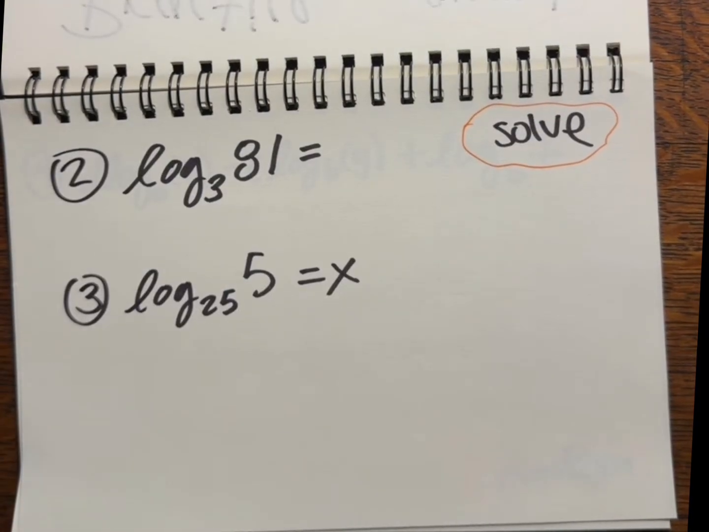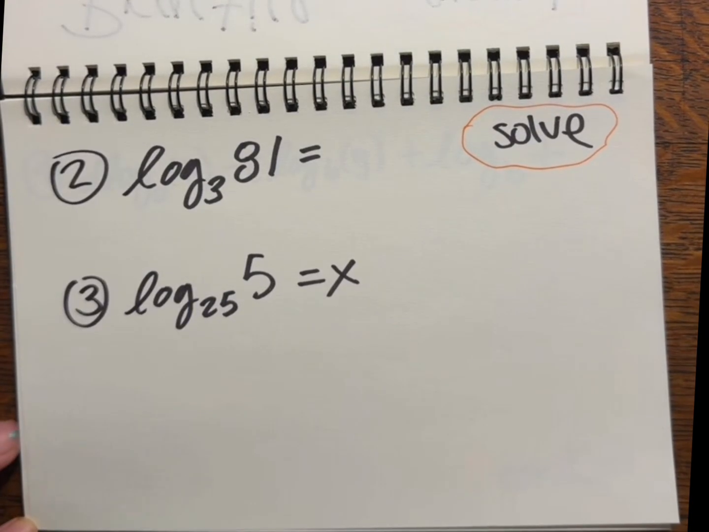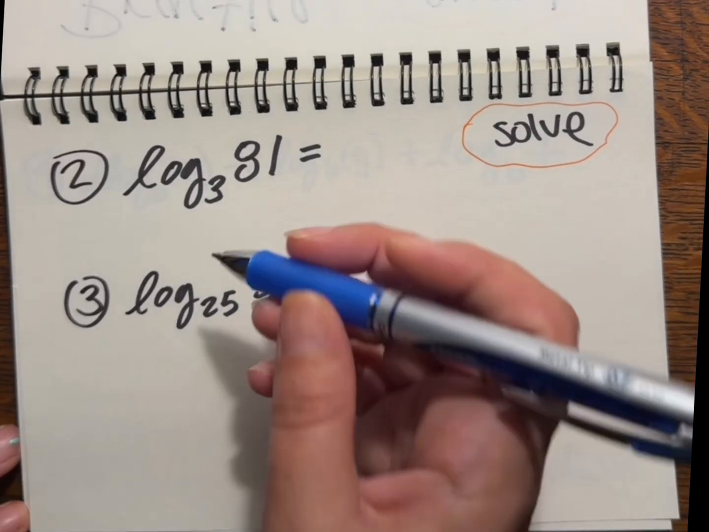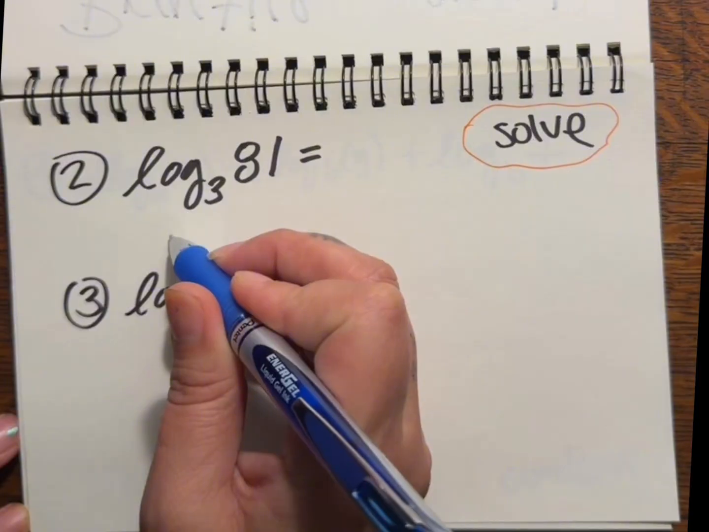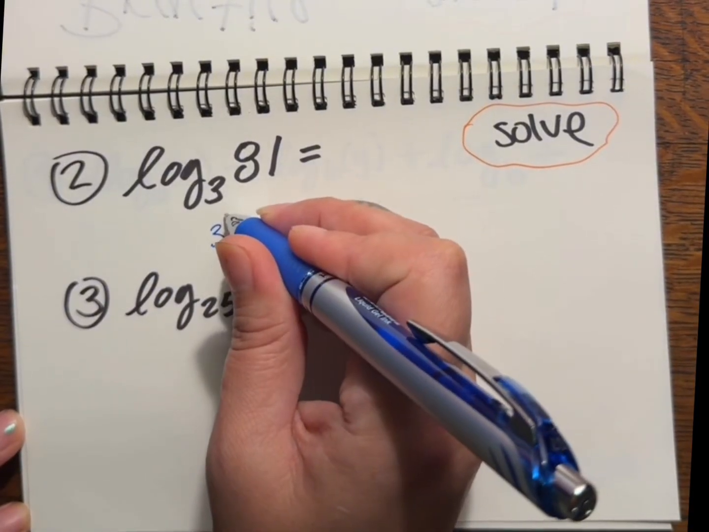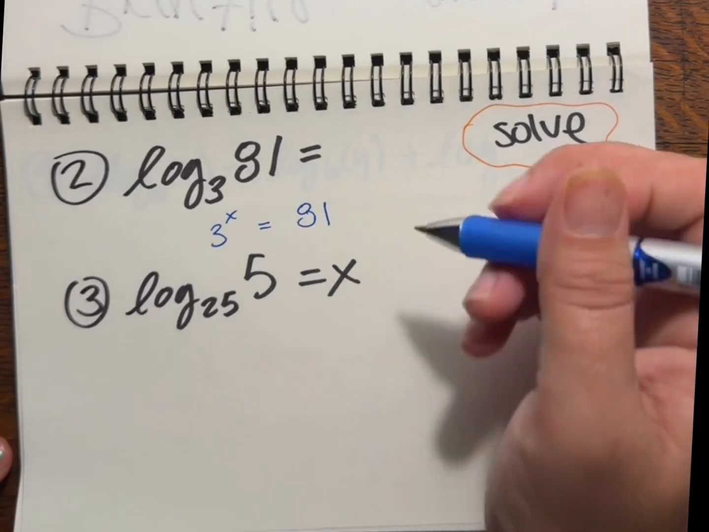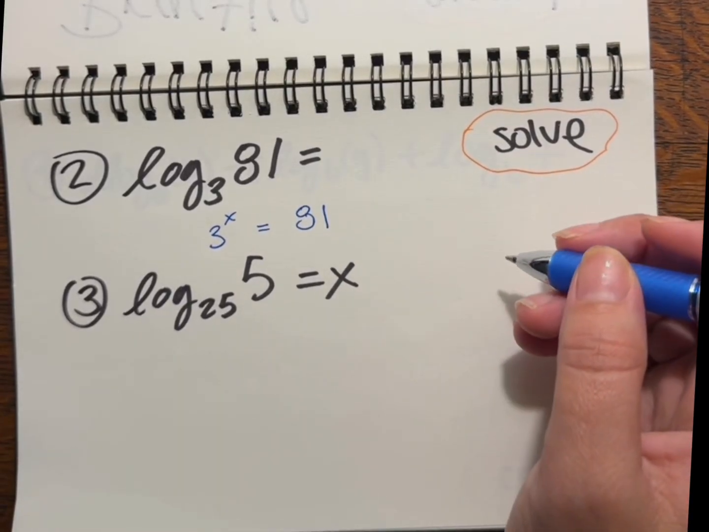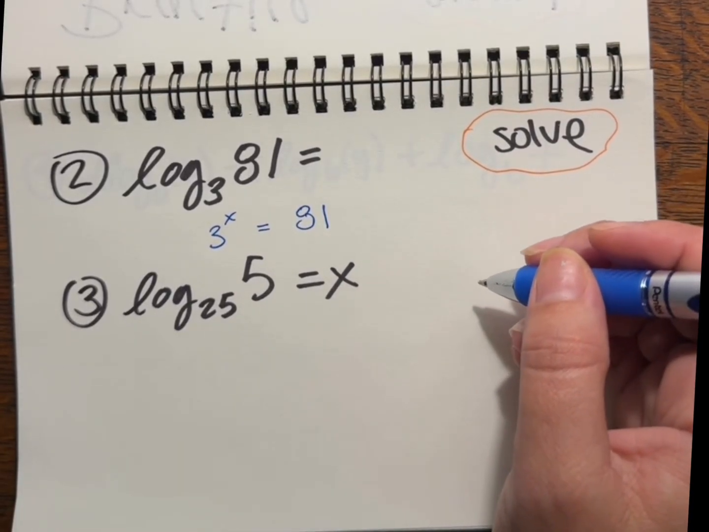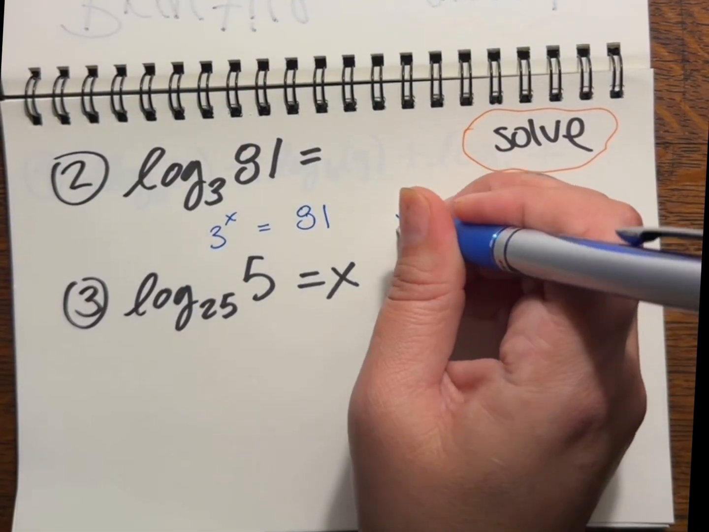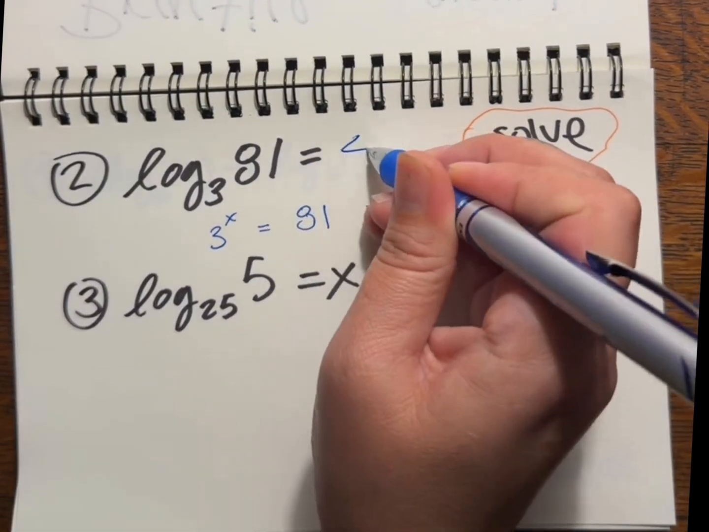And now let's solve these. For the first one, it's a bit of mental math. Thinking about what value 3 to the power of what will give you 81. We know 3 times 3 is 9, 9 times 3 is 27, 27 times 3 is 81, so x equals 4. So this is going to be 4.